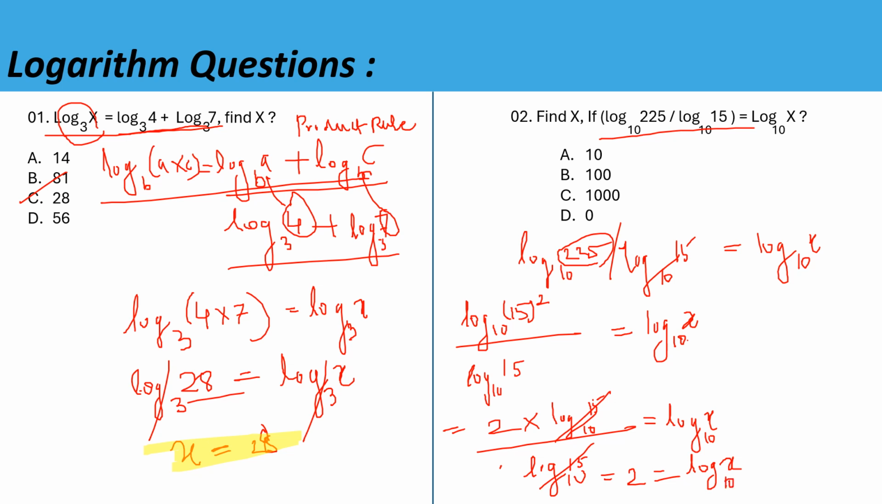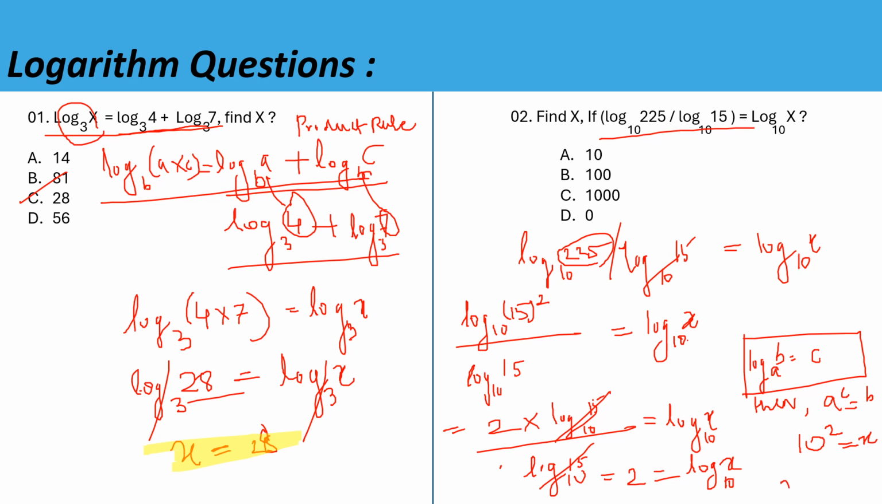So now using the rule, log of b to the base a is equal to c, then a to the power c is equal to b. So what will happen here is 10 square is equal to x.